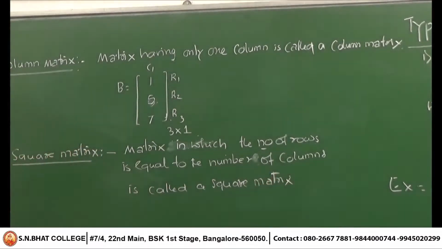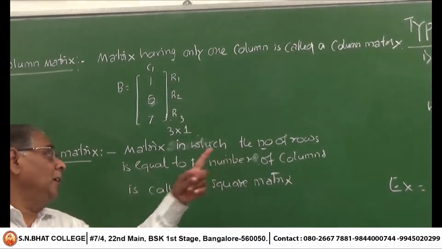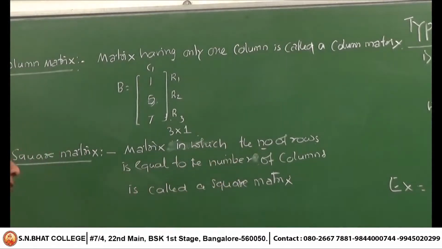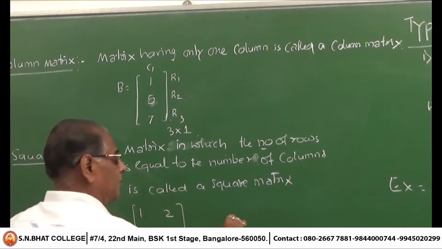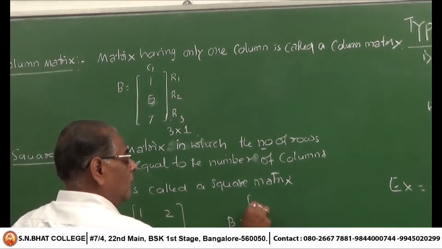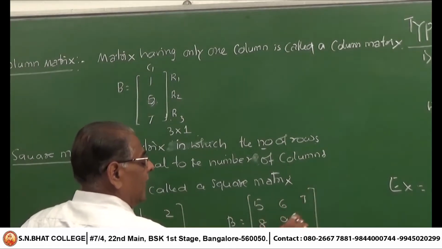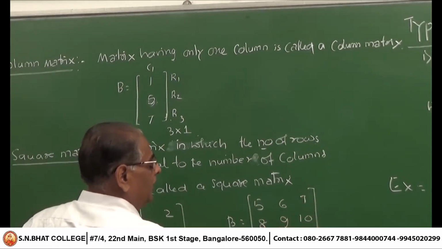A matrix in which the number of rows is equal to the number of columns is called a square matrix. Example: 1, 2, 3, 4. Second example: 5, 6, 7, 8, 9, 10, 1, 2, 3.